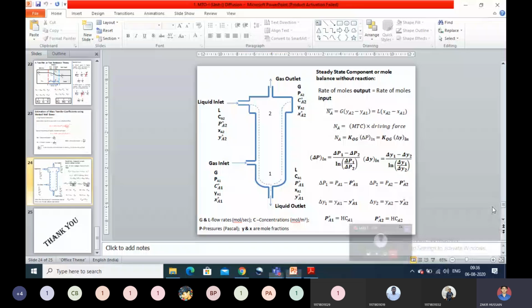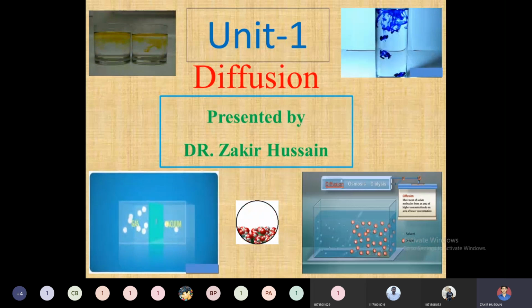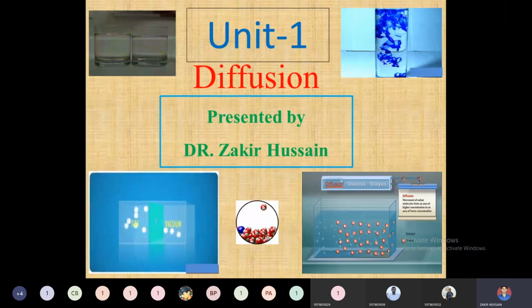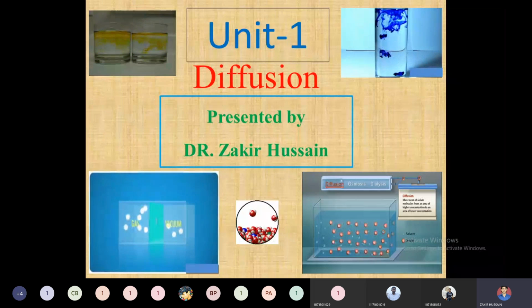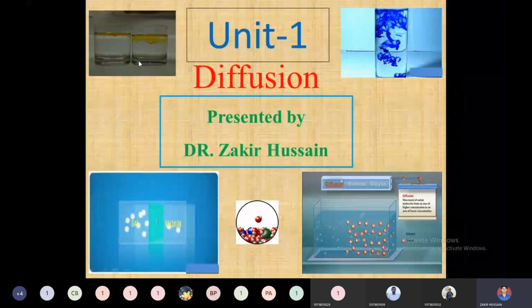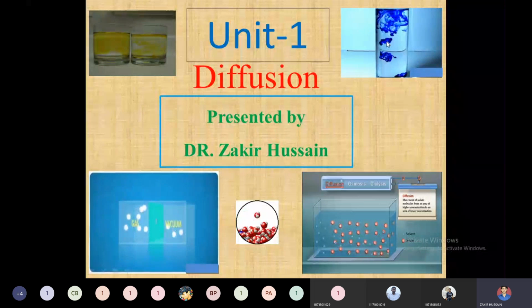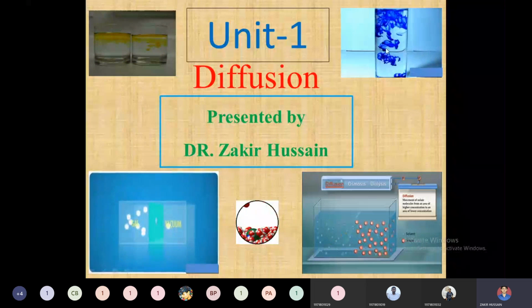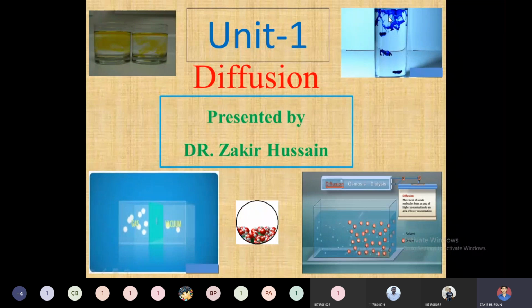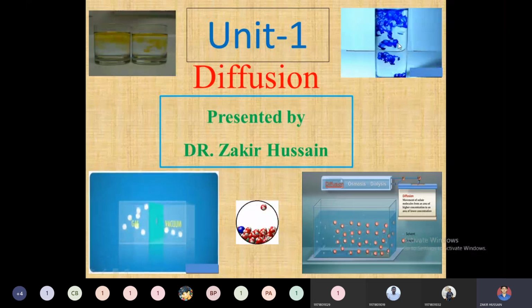Now we'll quickly revise this Unit 1. Unit 1 is diffusion, everything about only diffusion. This is the basic unit. How diffusion takes place: as you can see here, the colors are being dissolved. Here the yellow color and this is the blue color. The blue color is dissolving in the water. How does this dissolution process take place? Because of diffusion only. Diffusion of the coloring compound, which is present in some solid particles, so it is dissolving in this water.